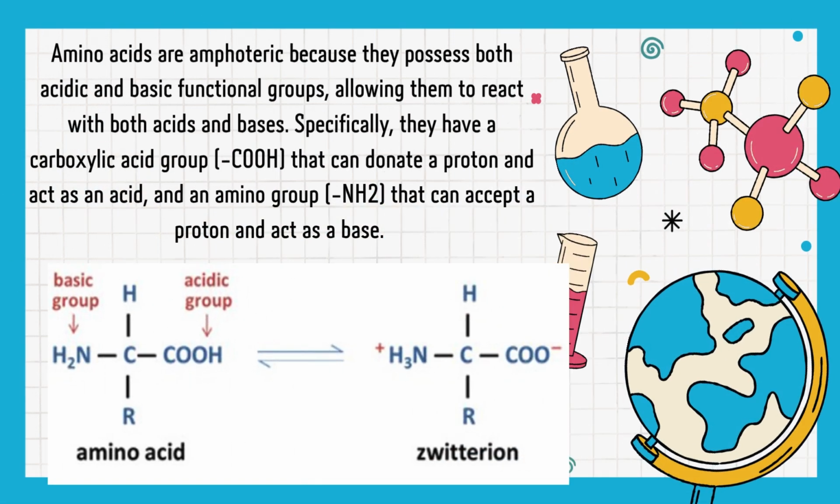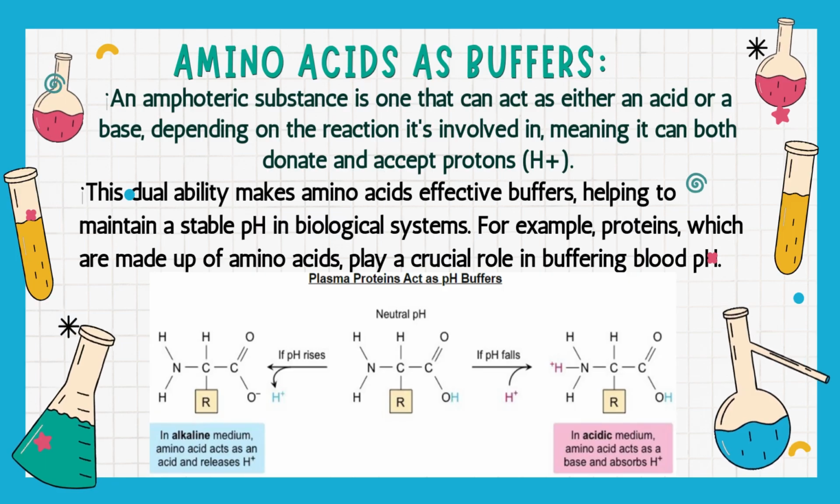Next, we will explain how the amphoteric nature of amino acids enables them to function as buffers. Amino acids are amphoteric because they possess both acidic and basic functional groups, allowing them to react with both acids and bases. Specifically, they have a carboxylic acid group that can donate a proton and act as an acid, and an amino group, NH2, that can accept a proton and act as a base.